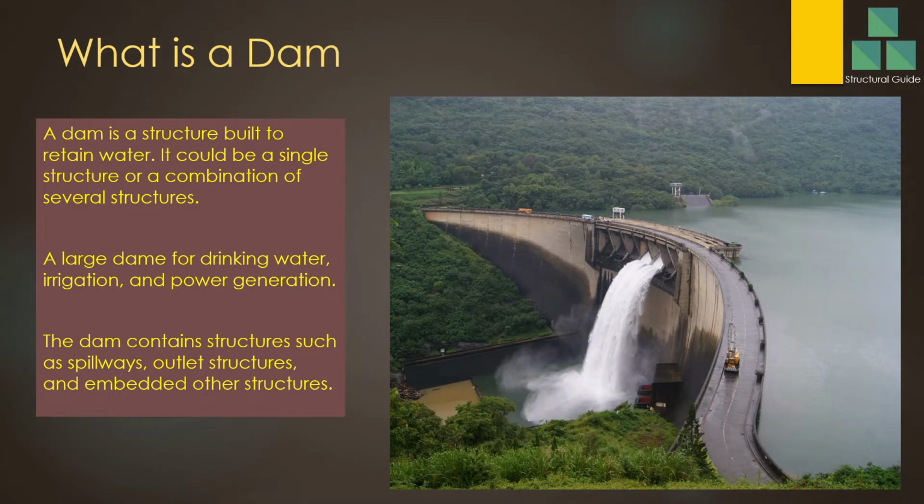What is a dam? A dam is a structure built to retain water. It could be a single structure or a combination of several structures. A large dam is used for drinking water, irrigation and power supply. A dam contains structures such as spillways, outer structures and embedded structures, and there are many other structures connected with dam construction.